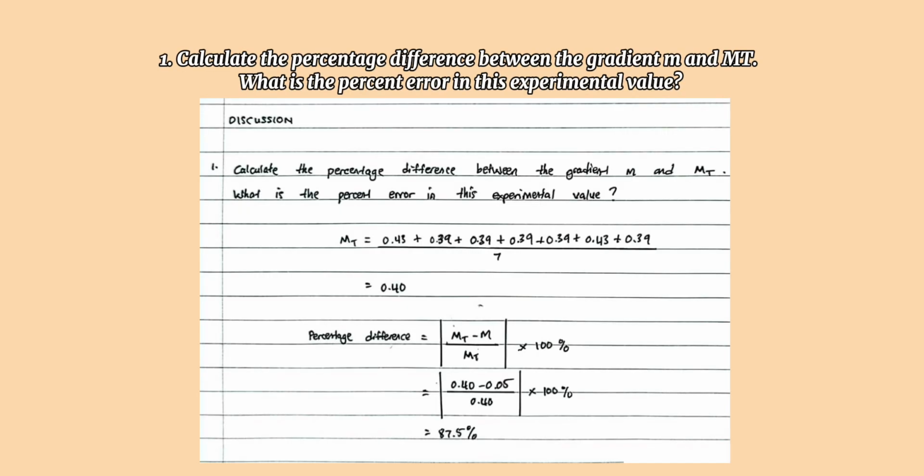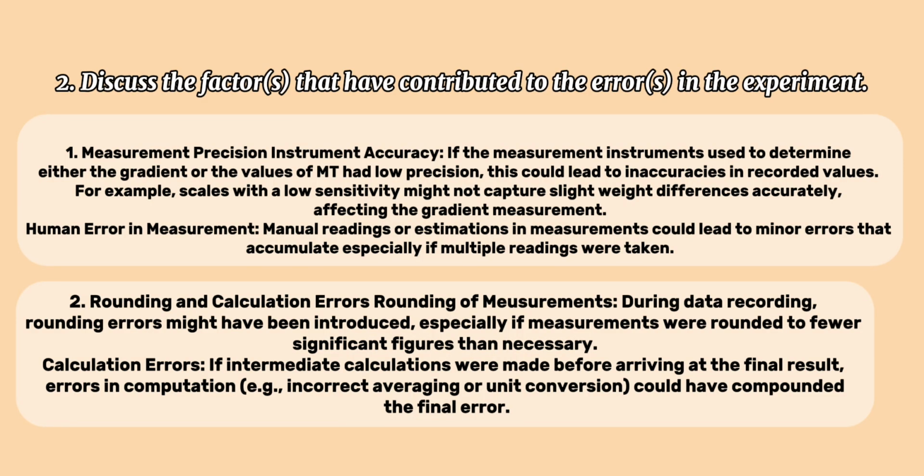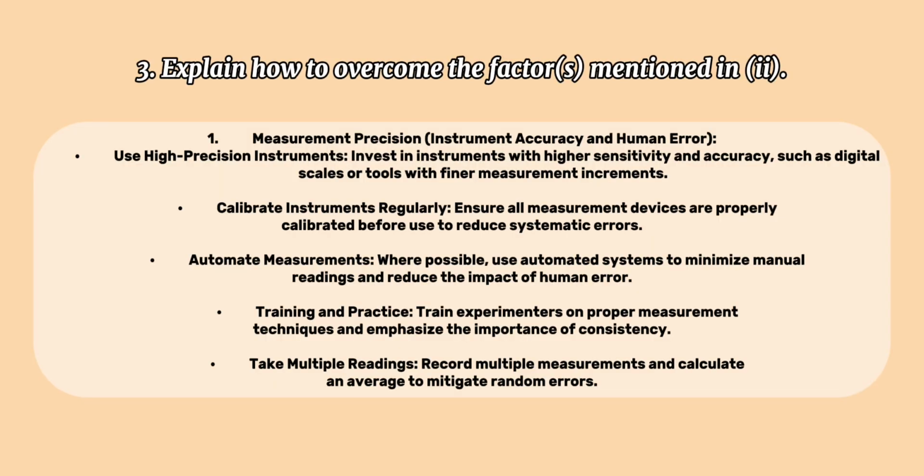The percentage difference that we got is 87.5%. These are the factors that have contributed to the errors in the experiment that we have discussed. So this is the explanation on how to overcome the factors mentioned in the previous slide.